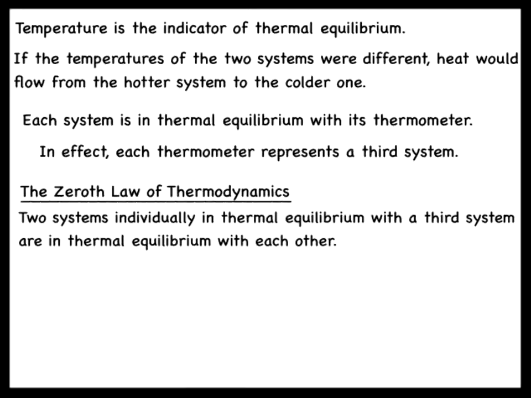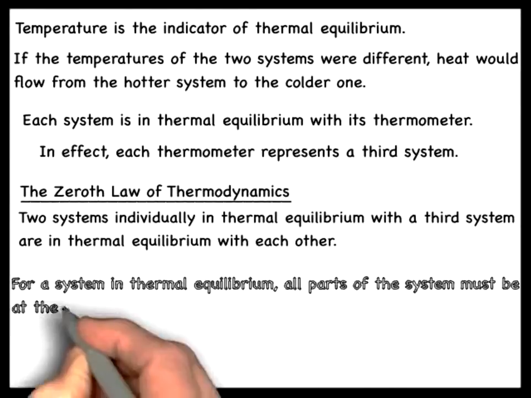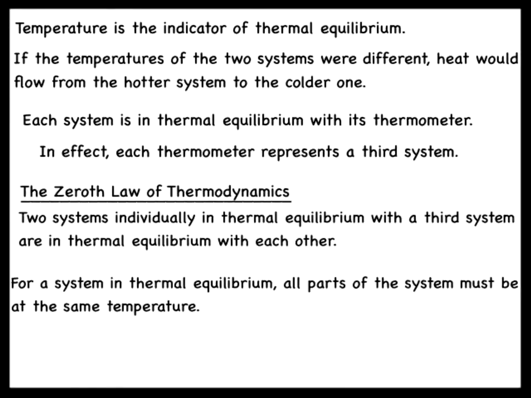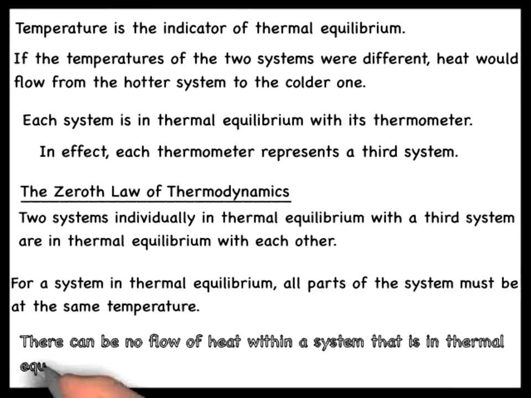The Zeroth Law establishes temperature as the indicator of thermal equilibrium and implies that all parts of a system must be in thermal equilibrium if the system is to have a definable single temperature. In other words, there can be no flow of heat within a system that is in thermal equilibrium. Regardless of where the thermometer is placed within system A, for example, the temperature it measures is always the same.